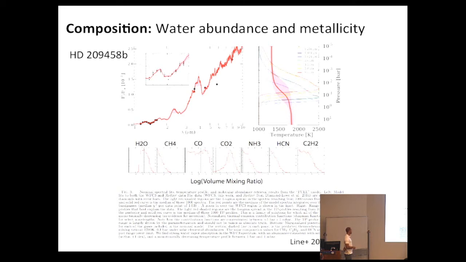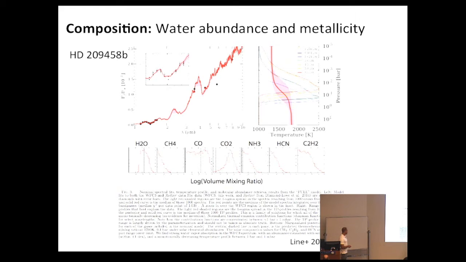And so from this, Mike derives a water abundance marginalizing over our ignorance and all these other things, the temperature pressure profile and the abundance of a whole host of other chemical species. And so this is his posterior distribution here, and the dashed line is not the median of the distribution, although it could very well be.